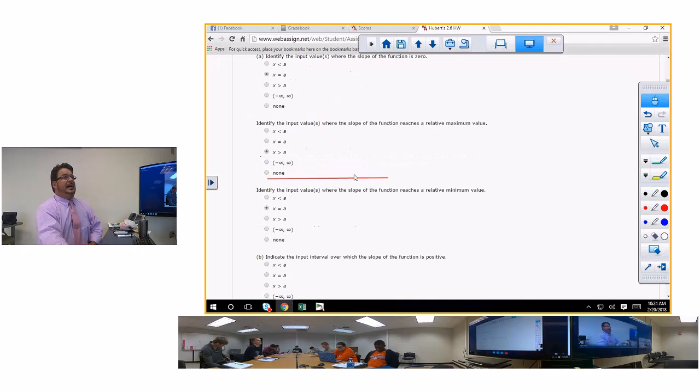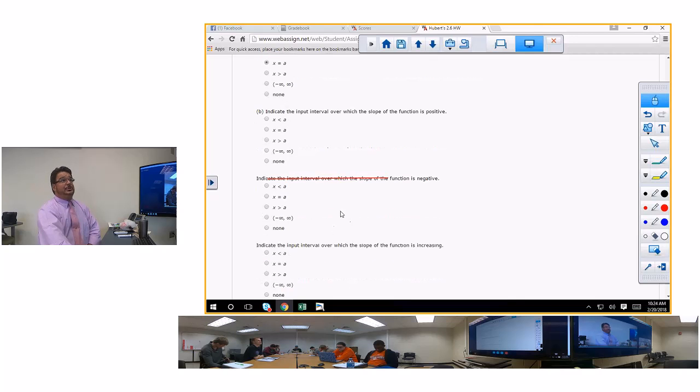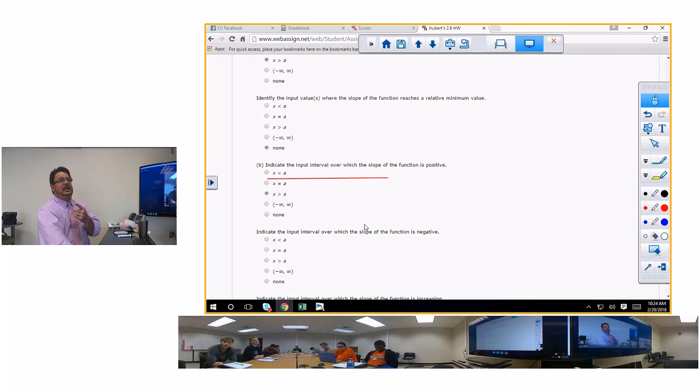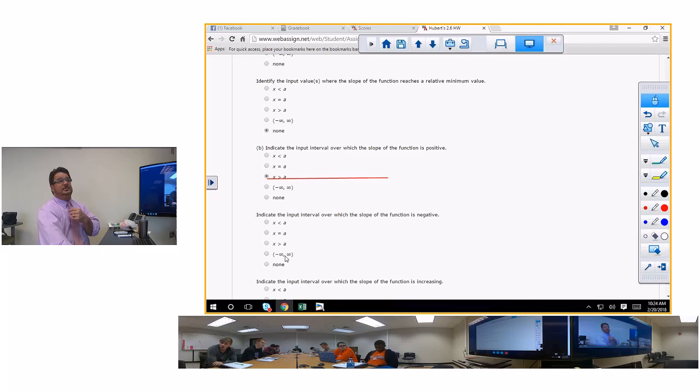So you could say none, but I think the answer is none, so I'm going to put none. Okay, indicate the input interval over which the slope is what? That's A is what? X is greater than what? A. And then where is the negative? X is less than A.